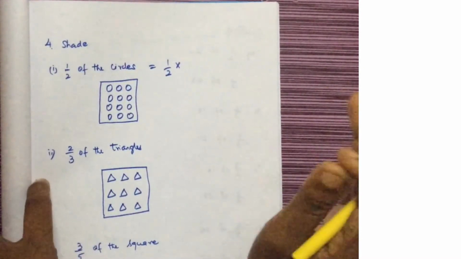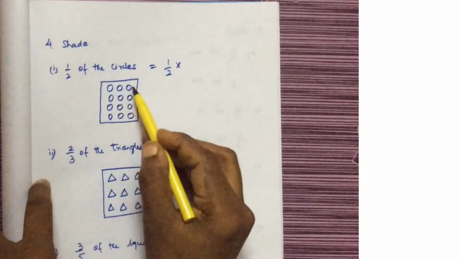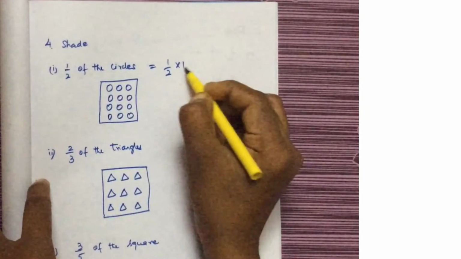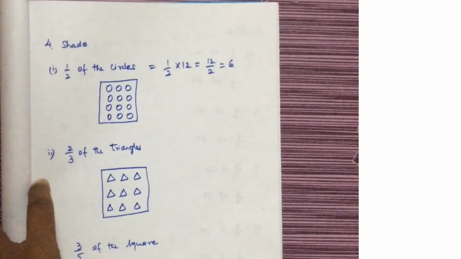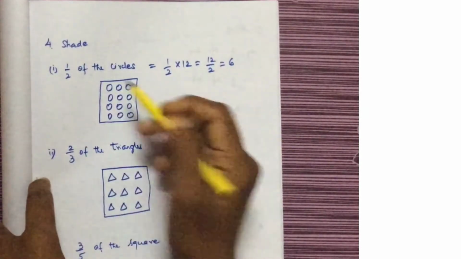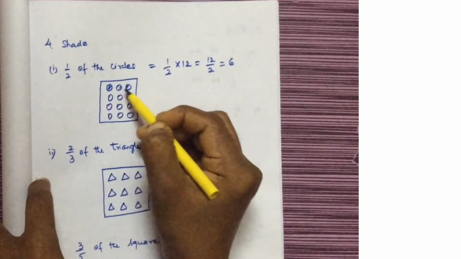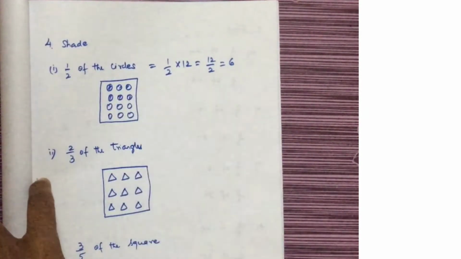First you have to count how many circles are there. 1, 2, 3, 4, 5, 6, 7, 8, 9, 10, 11, 12. Okay, that is 12 divided by 2, that is answer is 6. Now we have to shade 6 circles. 1, 2, 3, 4, 5, 6.